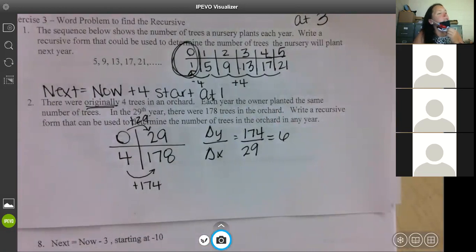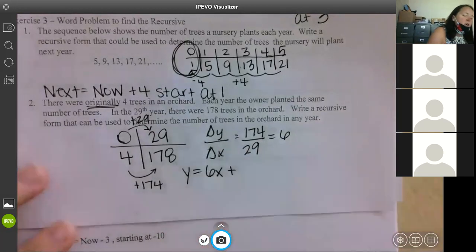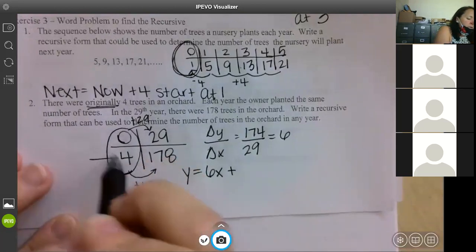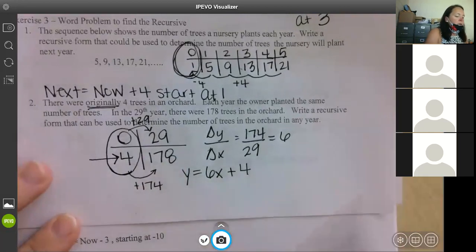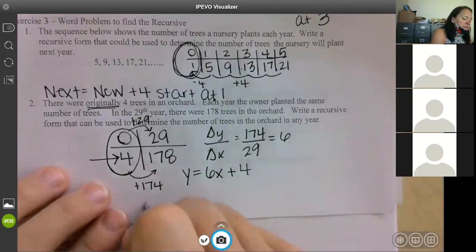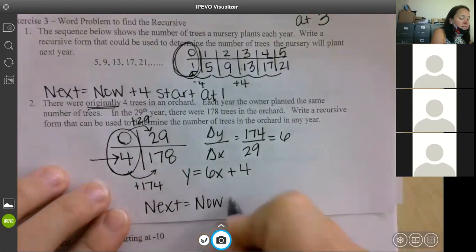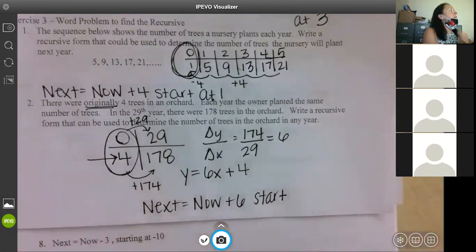So when they ask you to interpret that slope, that's exactly what you do. 6 trees were planted each year, okay? Or it increased by 6 trees each year. So we have y equals 6x. Where did we start? Remember, we start where we have a 0, but we use the y. So what do we start at? 4. Write the next now for me. Next equals now plus 6, very good.